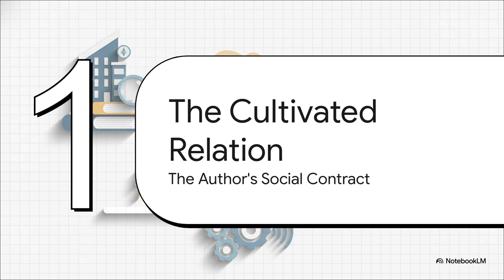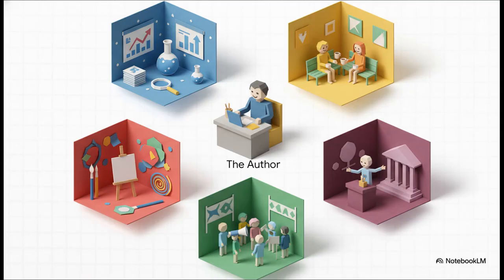Okay, on to our second key, the cultivated relationship. Once you know why they should care now, you have to define who you are to them. This is about the unspoken social contract between you and your audience. It's intentional. You've basically got 5 hats you can wear here.